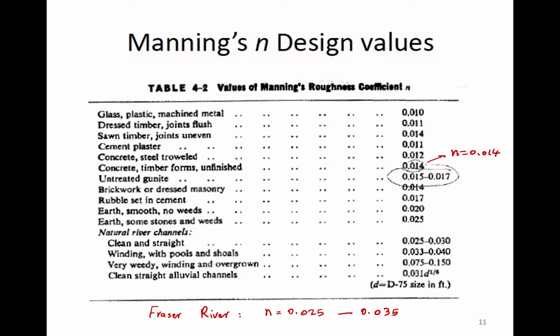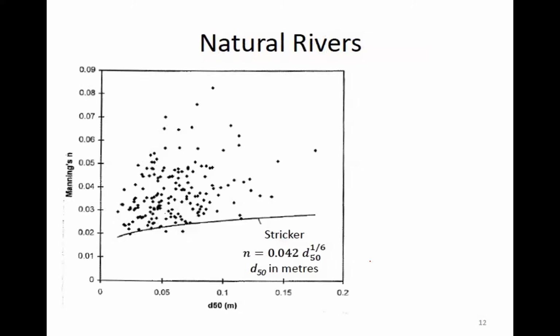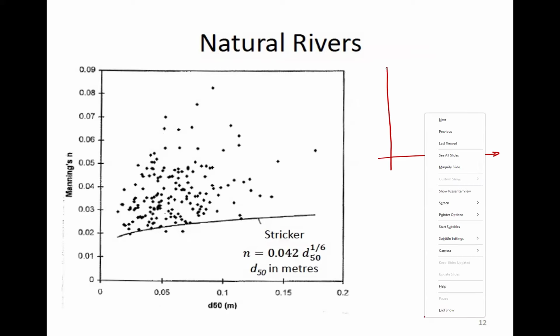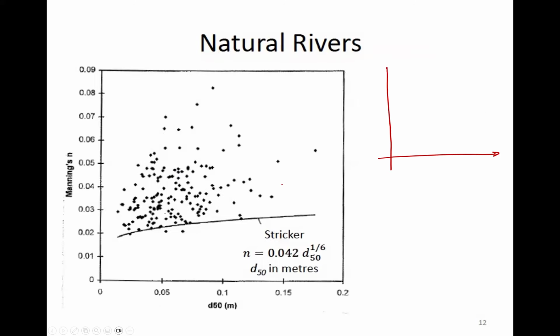If you have a natural river with gradation and so on, there are actually ways to convert diameter to Manning's N.